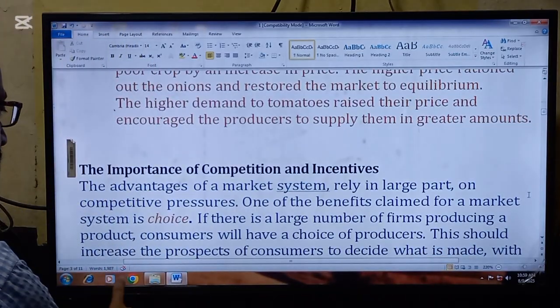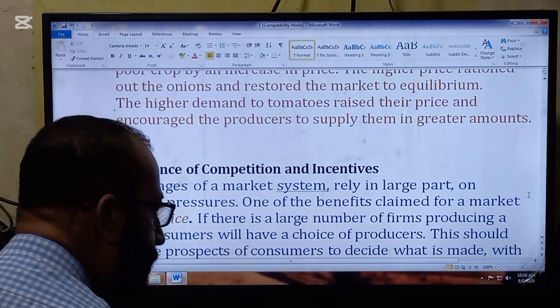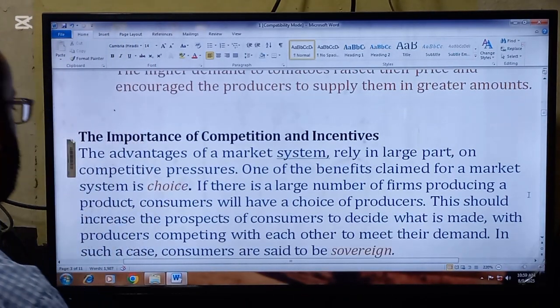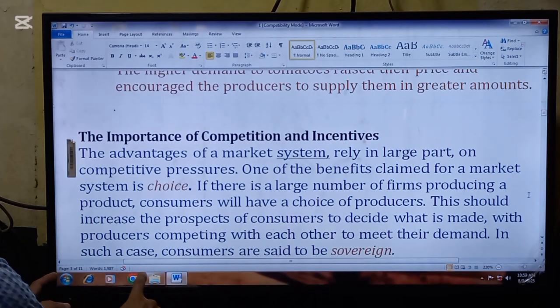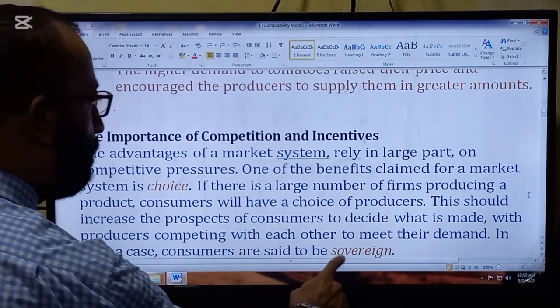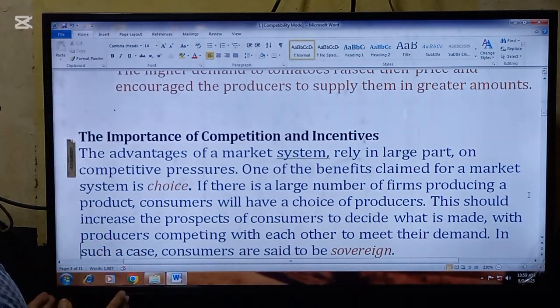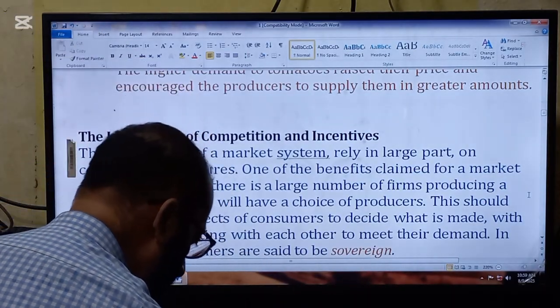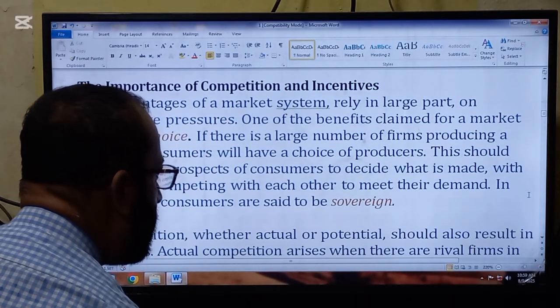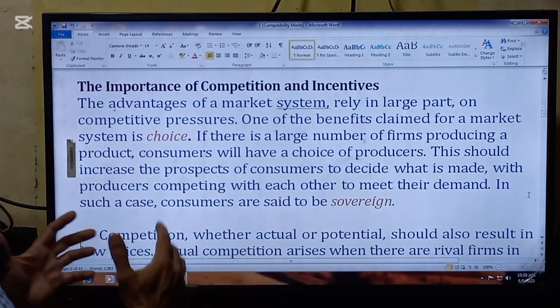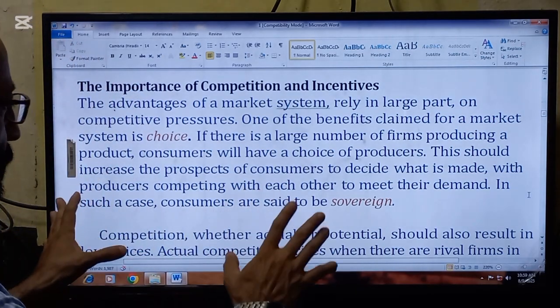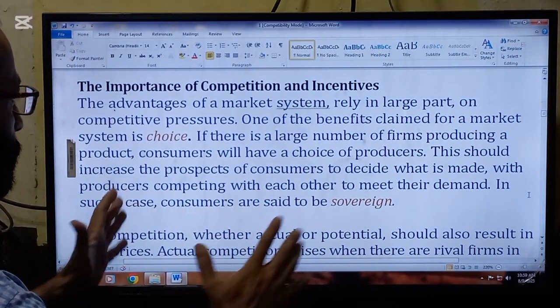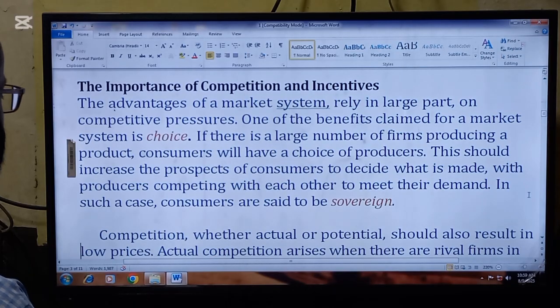This should increase the prospect of consumers to decide what is made, with producers competing with each other to meet their demand. In such a case, consumers are said to be sovereign because they are independent in choosing the supplier and what things they require. So the producers will be compelled to produce those goods.